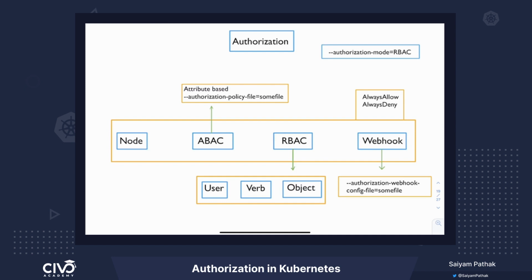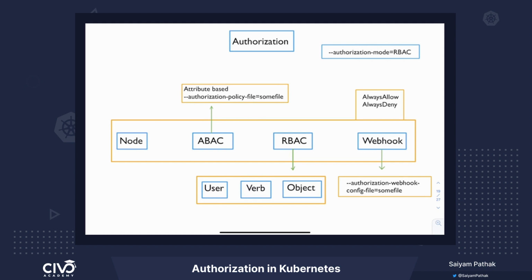Then there is ABAC, which is attribute based access control. In addition to the authorization mode, you also need to specify the attribute based authorization policy file. This policy file is JSON based, where each line is a policy object.